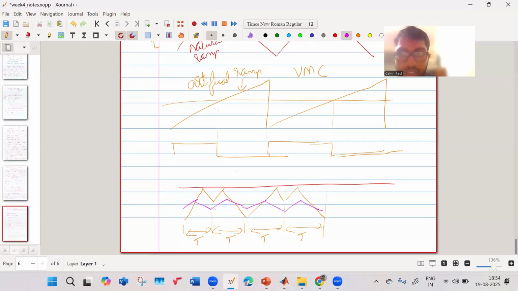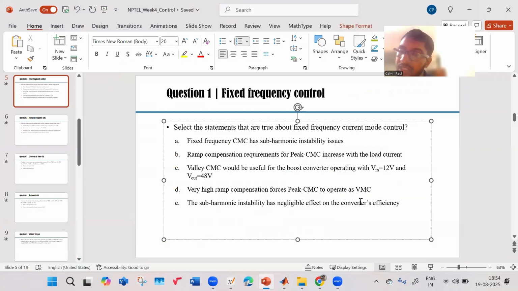It is first of all not periodic, which is not good. There can be cases of EMI spectrum, etc. And the ripple is more, so losses are more. That is why it is not advisable to permit this kind of subharmonic instability. So that's why our fourth statement, that this subharmonic instability has negligible effect on the converter's efficiency, is false. This is not true.